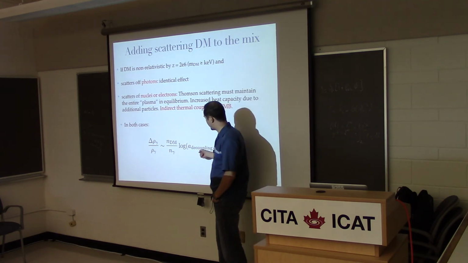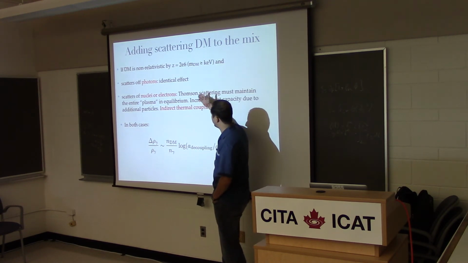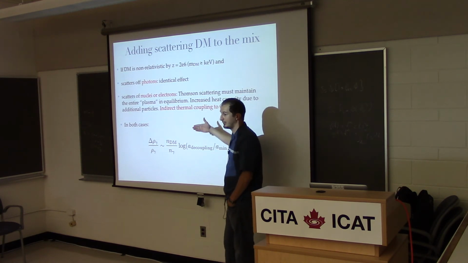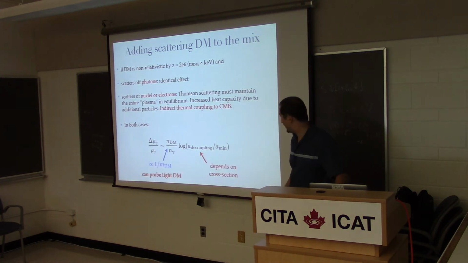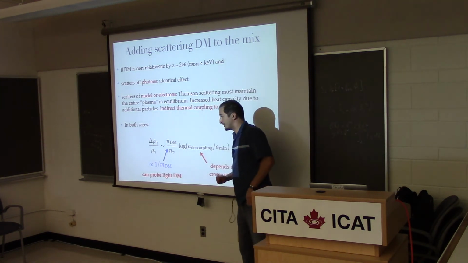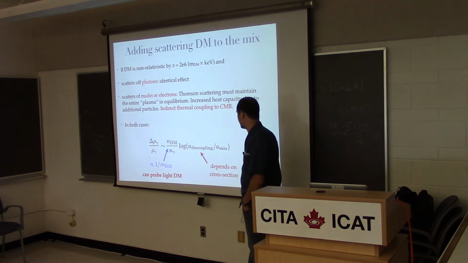And the maximum scale factor is, again, the time at which the dark matter is no longer thermally coupled to either the photons or to the electrons and baryons. So it's the decoupling time. And this time depends on the cross-section. So the information on the cross-section comes through the decoupling time.